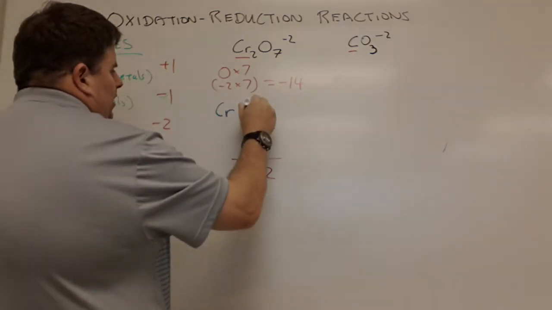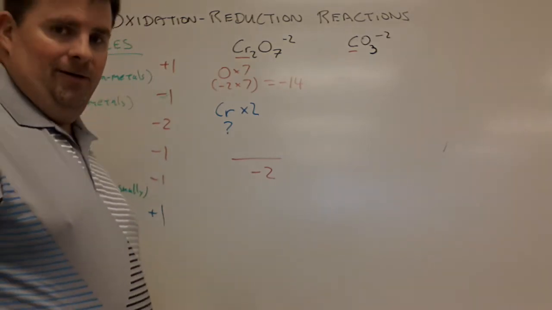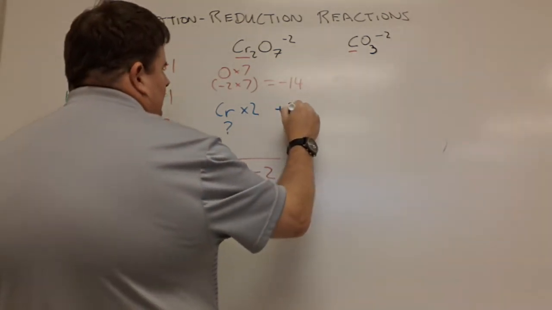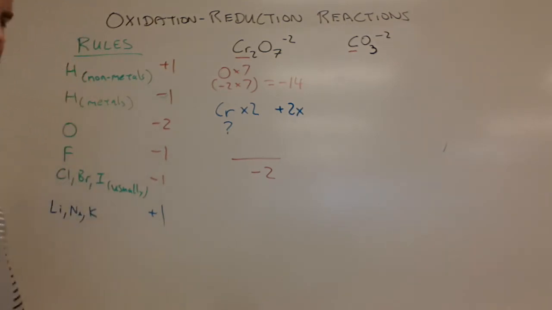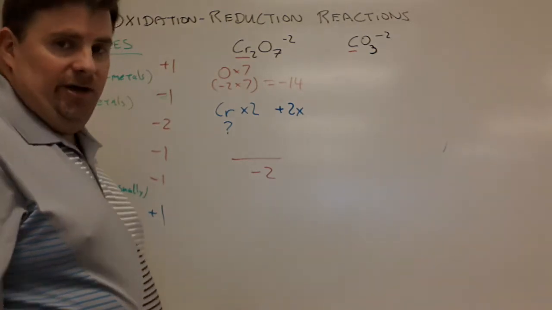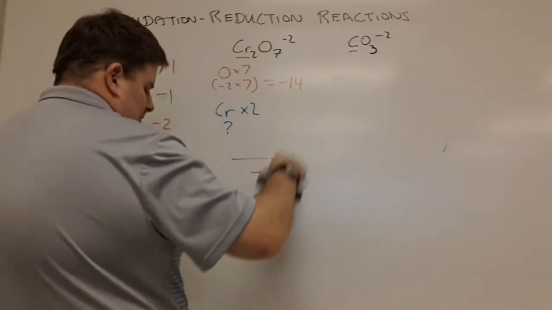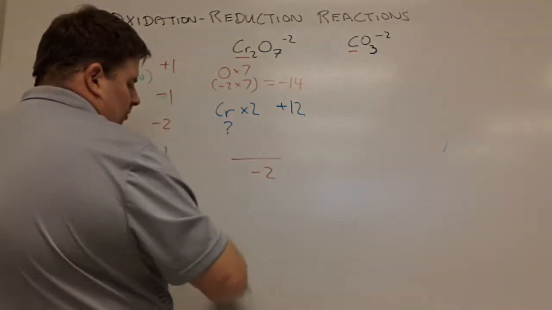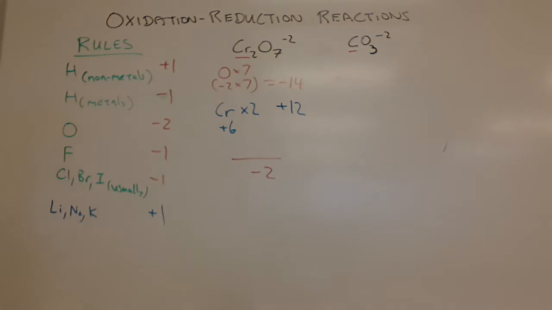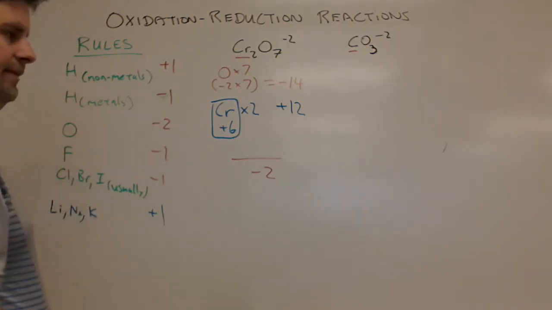So I've got Cr times 2. But I don't know what chromium is. So how am I going to resolve that? Well, this is going to be 2x, right? And if you look at this, you're like, well, this is minus 14, this is minus 2, so I'm going to need a plus 12 in order to get there. So what's x going to be? That's right, it's 6. So this plus 12 is because the chromium here has to be 6 in order to get to my plus 12, because I've got 2 chromiums there. So the oxidation number for chromium is going to be a plus 6.